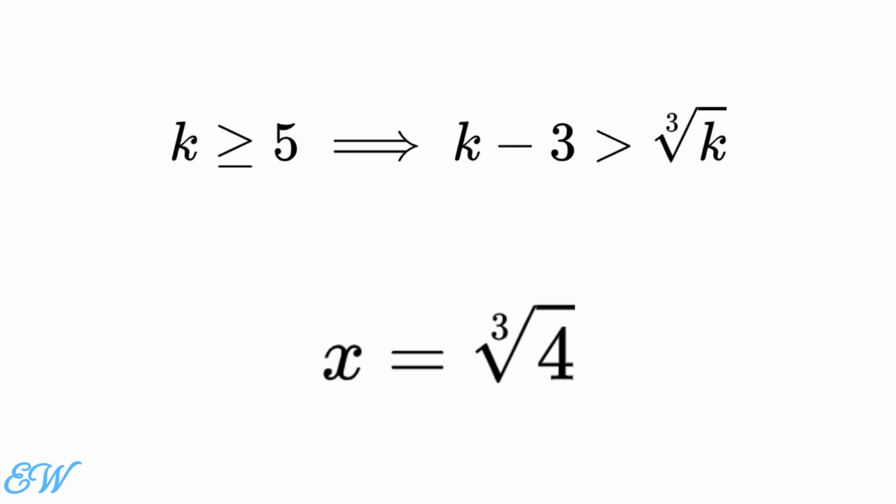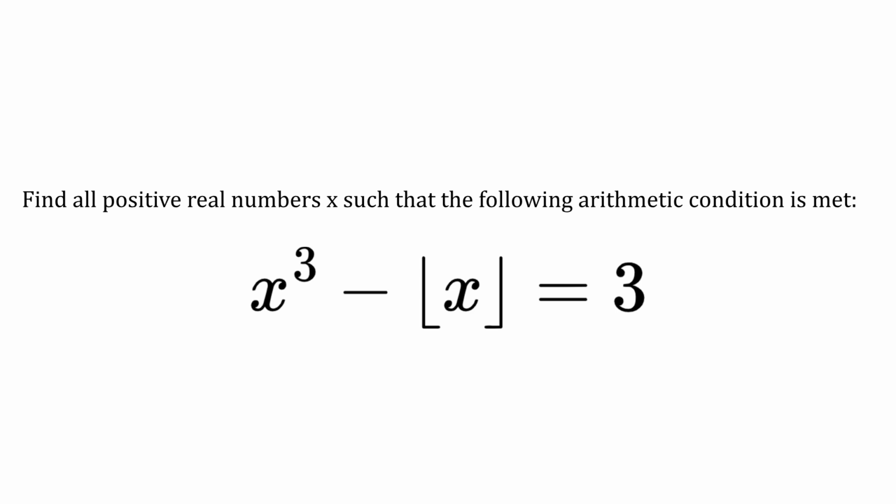So our question was, find all positive real numbers x such that the following arithmetic condition is met: x cubed minus the floor of x is equal to 3. We just got that the solution is equal to the cube root of 4.